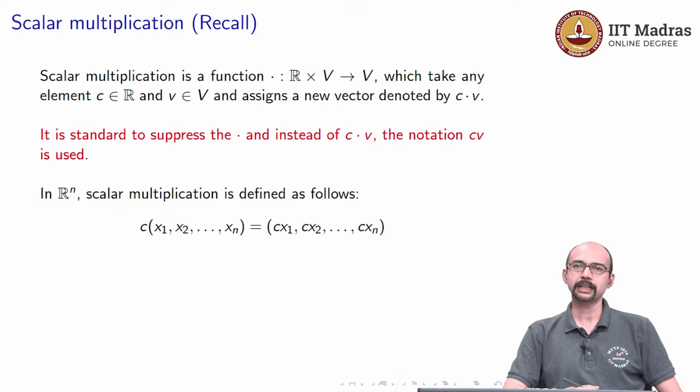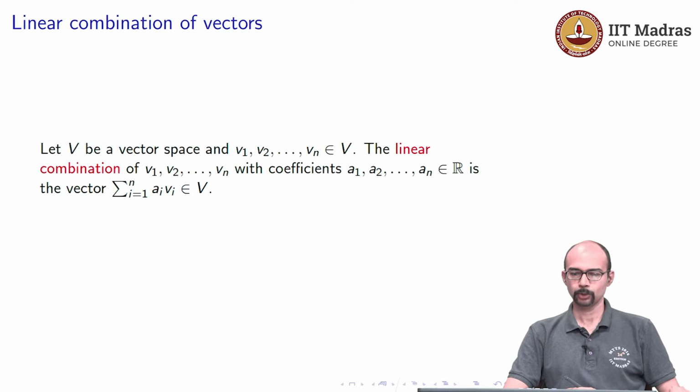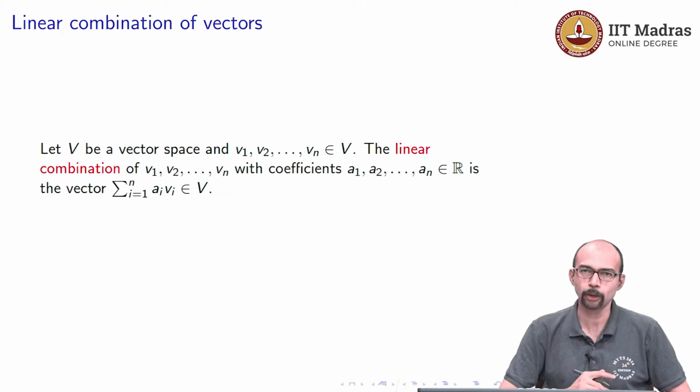In Rn scalar multiplication is coordinate wise again. So c times (x1, x2, ..., xn) is (c times x1, c times x2, ..., c times xn). Here's an example. If you do 0.5 times the vector (1.5, -3.3, 7.2, 1/2, 1), that gives me (0.75, -1.65, 3.6, 1/4, 0.5). Fine. Let's now look at what a linear combination of vectors is.